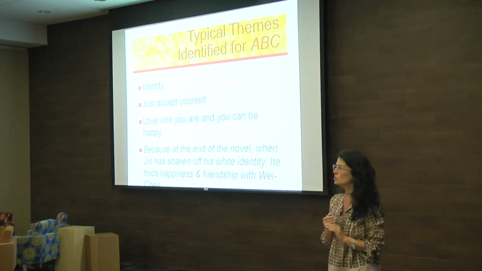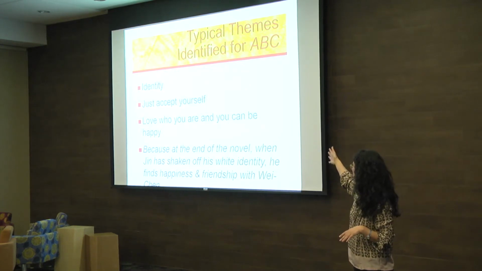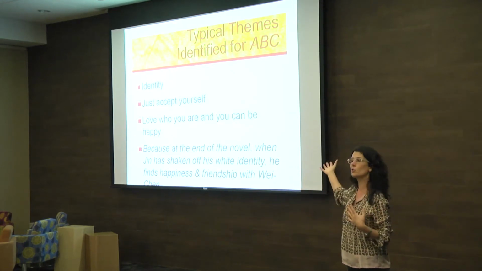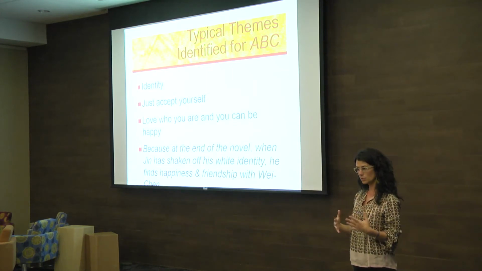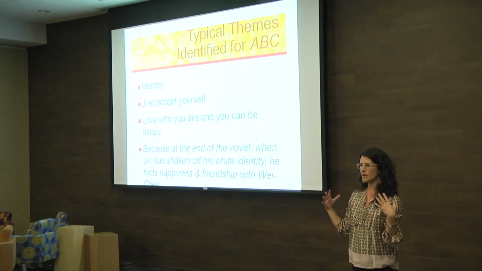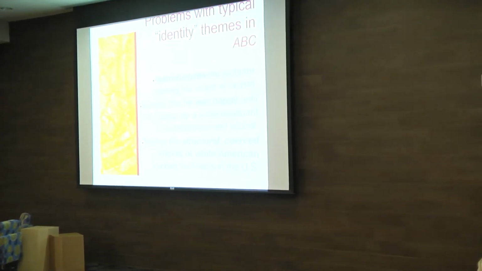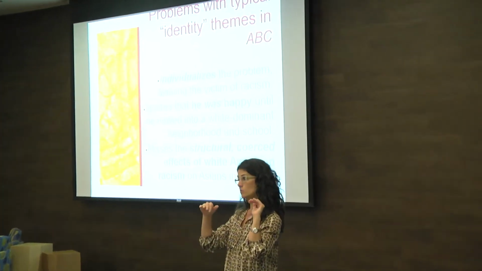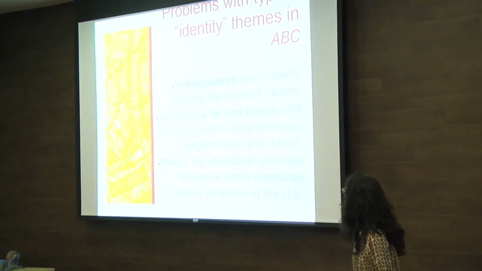And when I ask students, what is this story about? What is the theme? They usually give me responses like this. It's about identity. It's about just accept who you are, and that's how you'll be happy. And the explanation they give is that all of the main character's struggles, who's an American-born Chinese boy, go away once he's shaken off his white identity at the end. And I see this as a highly problematic theme for this novel and for other multicultural novels that are taught in schools, especially by American-born white teachers, which is the majority of the teaching force.